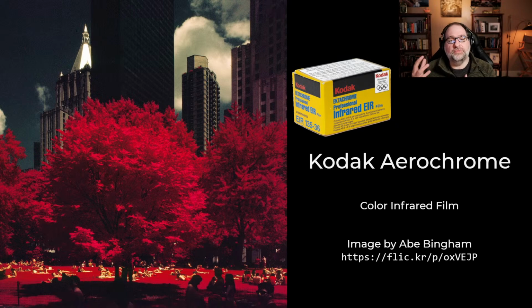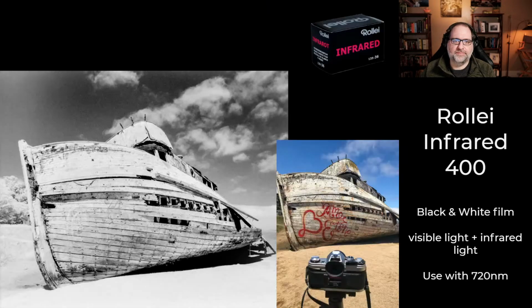If you'd still like to shoot infrared film, black and white infrared films are still available. So a commonly available black and white film is the Rollei Infrared 400. This film captures both visible and infrared light. So without a filter, it will result in probably a pretty standard looking black and white image. However, if you use it with a 720 nanometer filter, then you can block a lot of the visible light and capture only infrared light.